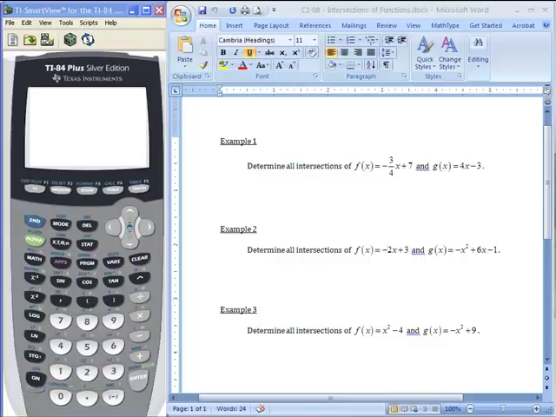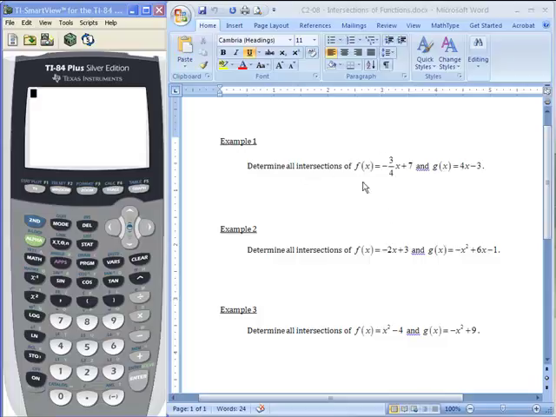In the first one, we're going to intersect two straight lines. In the second one, we're going to intersect a straight line with a quadratic equation. And in the third one, we're going to intersect two quadratic equations. So let's begin with example 1 and see what we can do here.